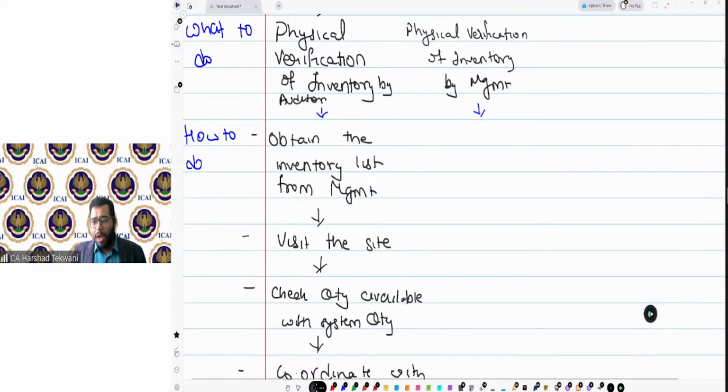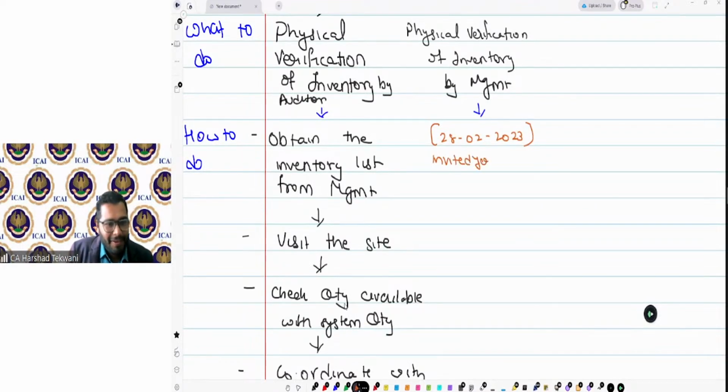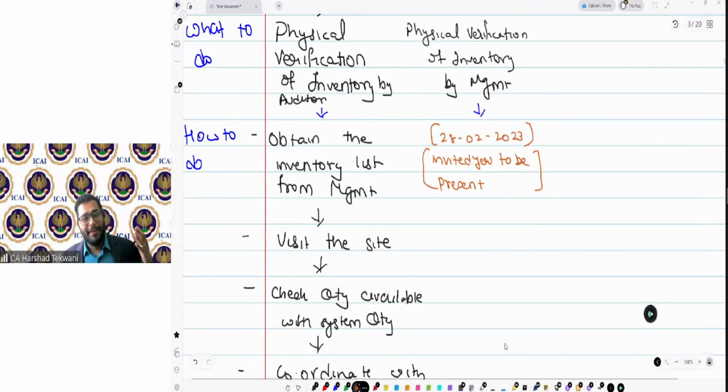Let's say, for example, management is saying that on 28th Feb they are going to perform a physical count, and they have invited you with an invitation card to be present at their physical count. Will you attend the physical count that is being performed by the management?